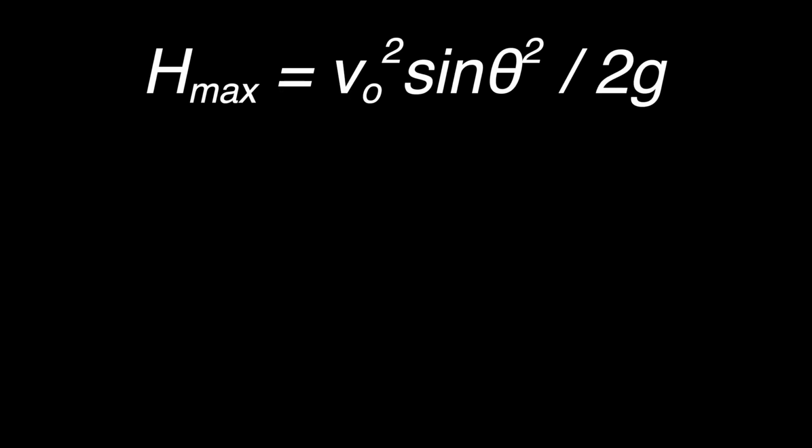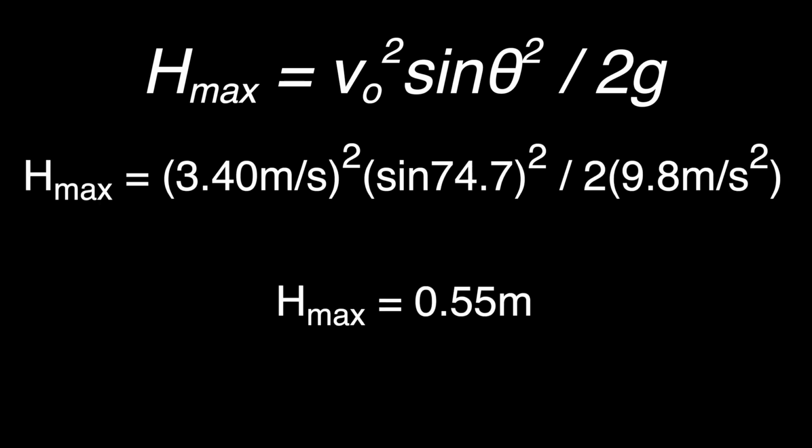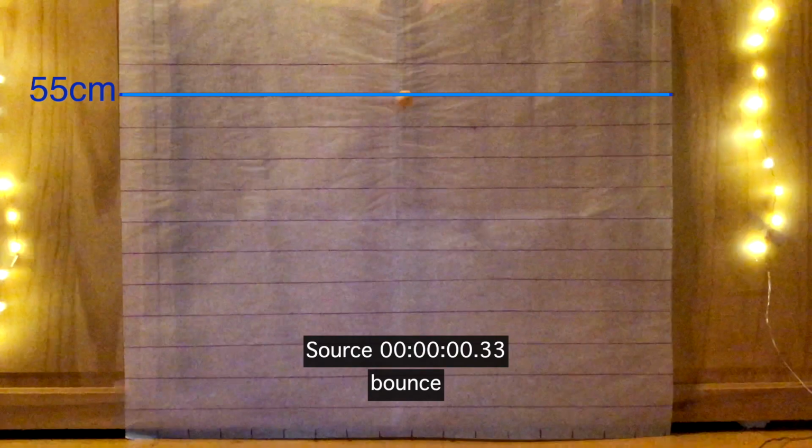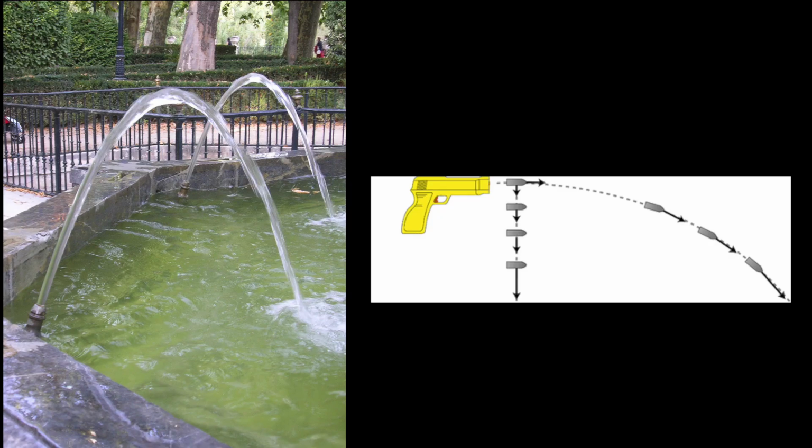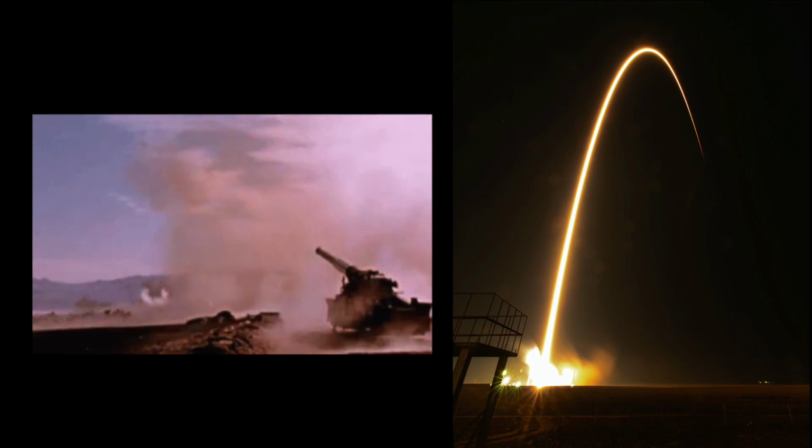We can also test our accuracy by calculating the maximum height of the projectile. This is equal to the initial velocity squared multiplied by sine theta squared and divided by 2 times the acceleration due to gravity. We get 0.55 meters, and this is what we observed in the video as well. As you can see, with just a few measurements, we can predict numerous characteristics of the motion of a simple bouncy ball. These same principles can be applied to a diverse range of objects, from bullets and small everyday items to cannonballs and rockets. Where is my soul?